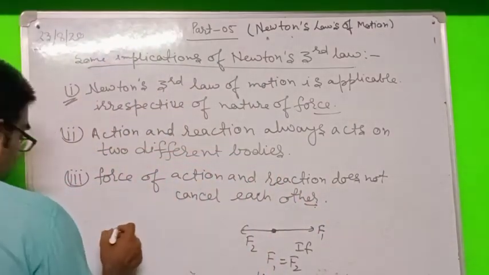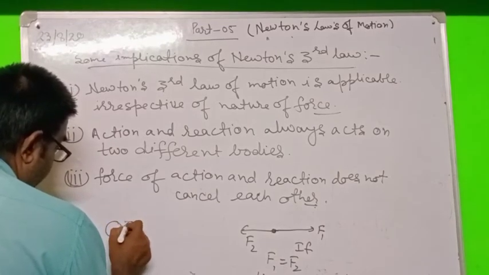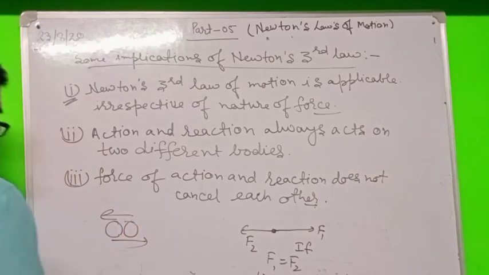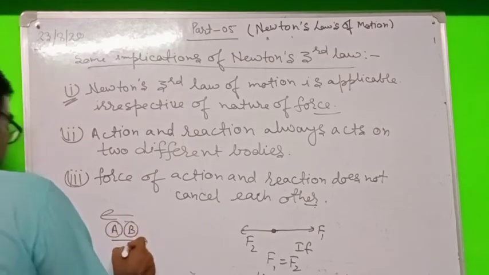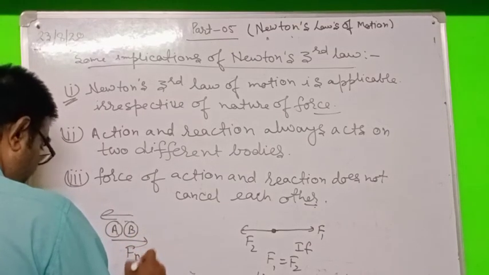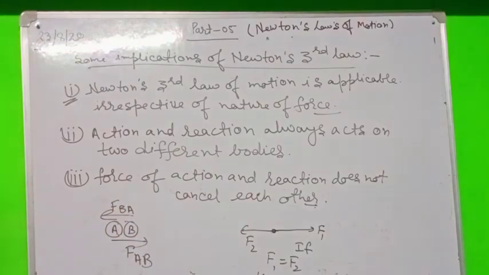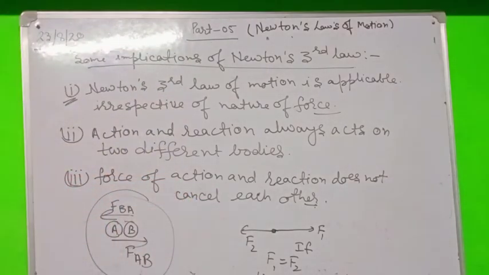But for Newton's third law, here there is body A and there body B. The body A is giving a force to body B, and body B is giving a force to body A. This is body A and this is body B. This is FAB and this is FBA. So these two forces are acting on two different bodies. So they are not going to cancel each other. Since the forces are of similar nature, same equal forces, but they are not going to cancel each other.